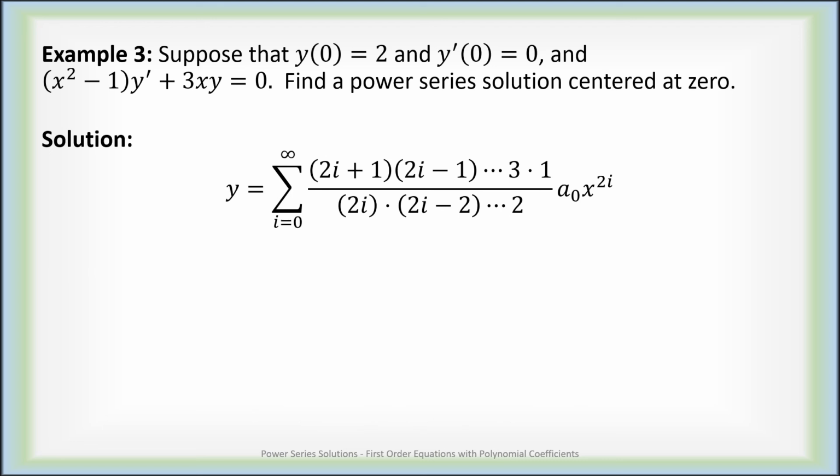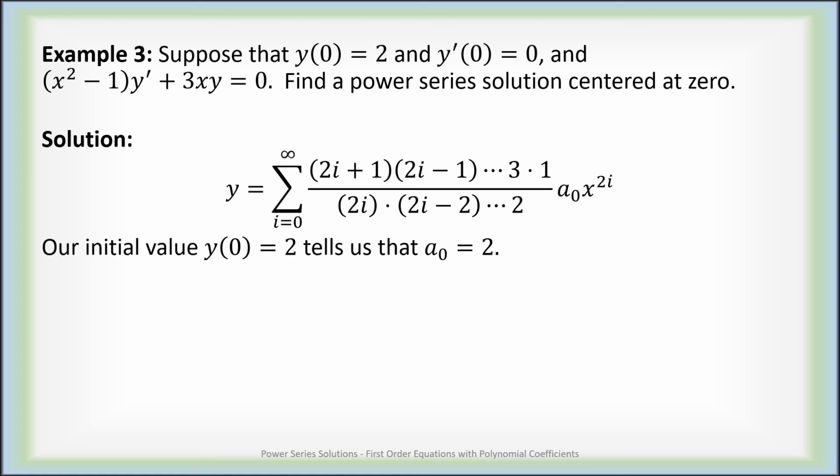So we found this power series solution for y. The initial value y of 0 equals 2 tells us that a sub 0 equals 2. Remember, in our power series, we have y is a0 plus a1x plus a2x squared plus a3x cubed and so forth. Plugging in x equals 0 makes everything vanish except the constant term. So the constant term must be 2. Therefore, a0 is 2.